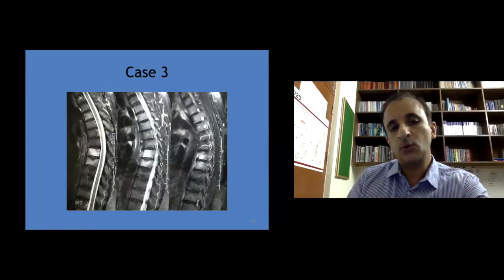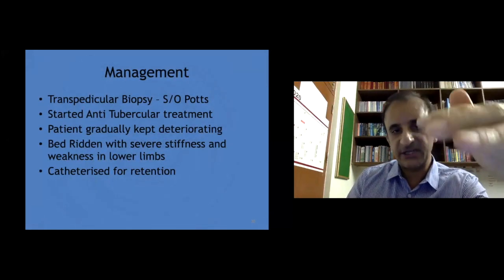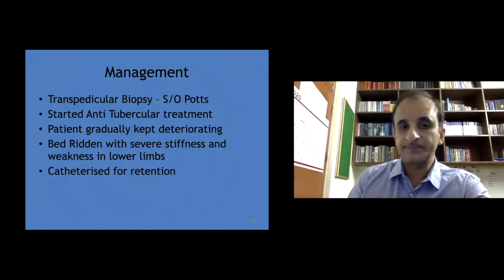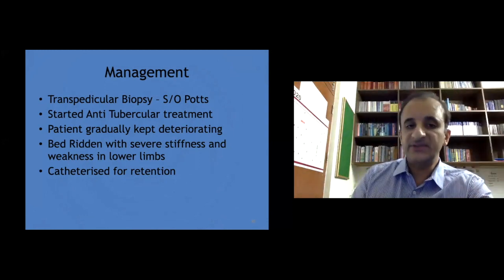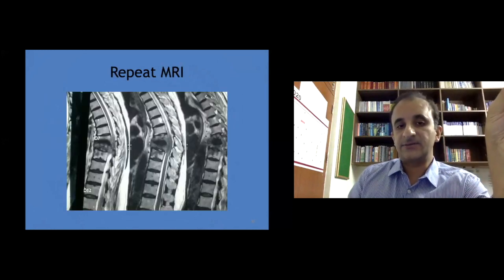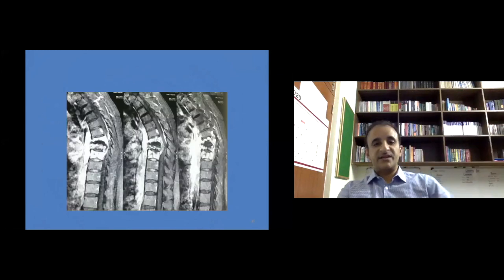Now, if you look at the disease, this was a typically localized disease, no compression, no significant destruction. We started her on anti-tubercular 4-drug regime. However, patient gradually kept deteriorating. She became bedridden over a period of 6 to 8 weeks, severe stiffness and weakness. And when she came back to us, she came with this picture. Okay. Extensive increase of the disease on 4 drugs.